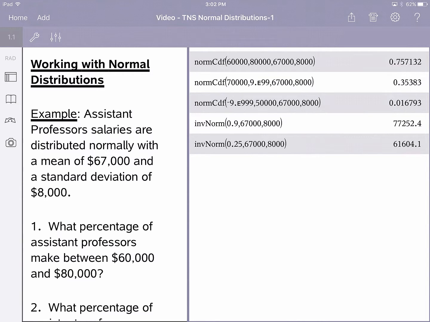So just remember, if you're looking for a percentage, not a percentile, a percentage, then you're using the normal CDF command. If you're looking for a data point and you're given the percentile, you're given the percentage, then looking for the data point involves the inverse normal command. That's the way to kind of keep these two things straight. So these are the 5 possible cases of problems that you might run into.